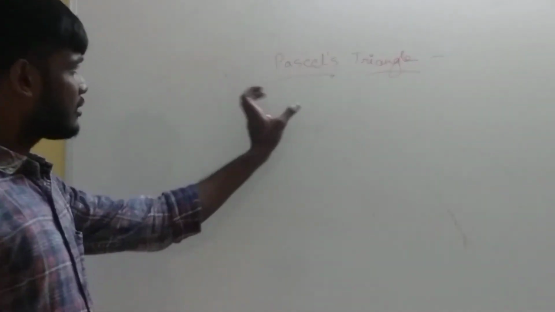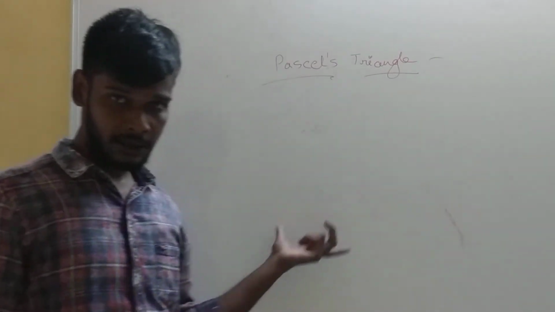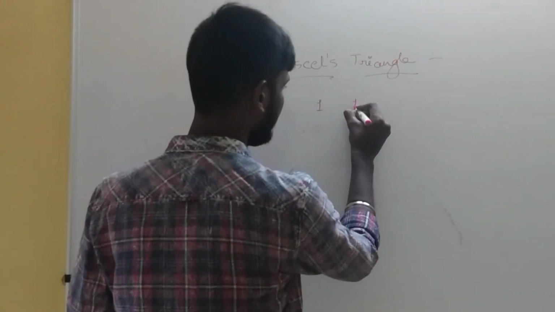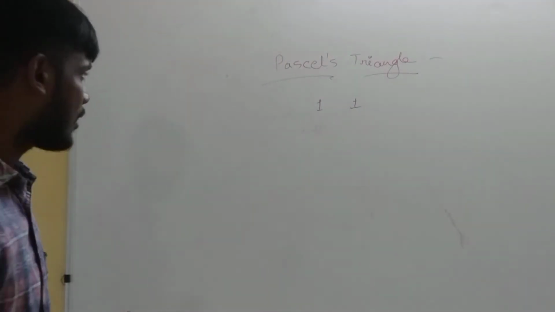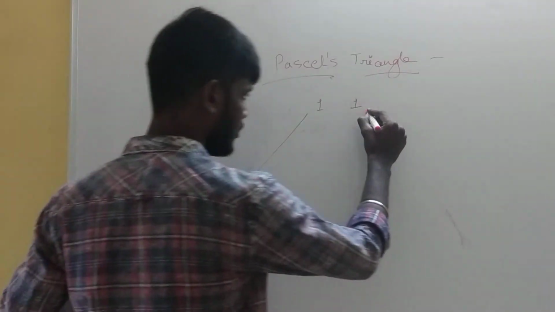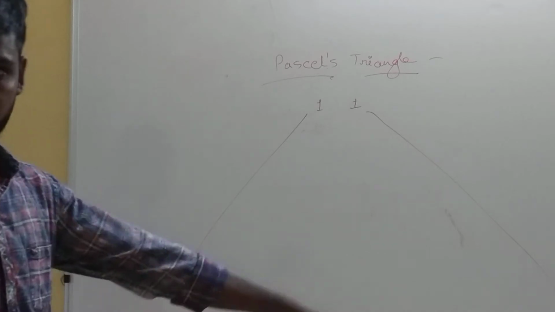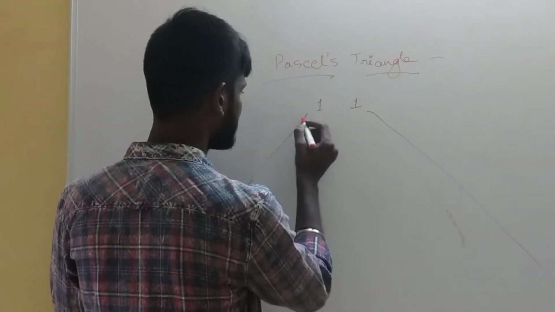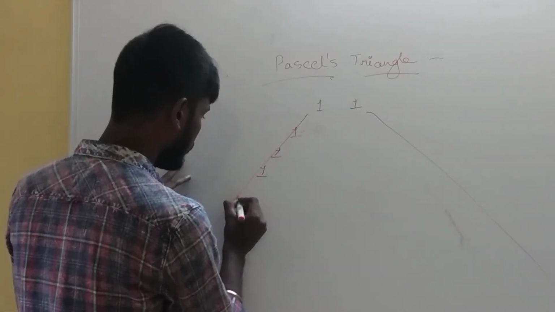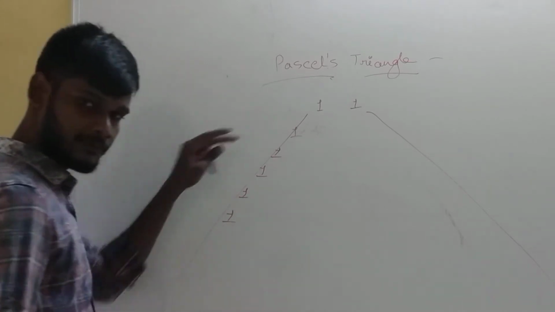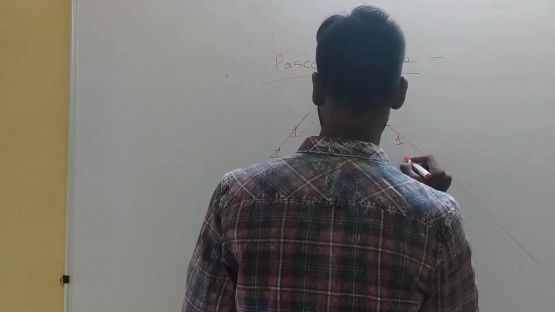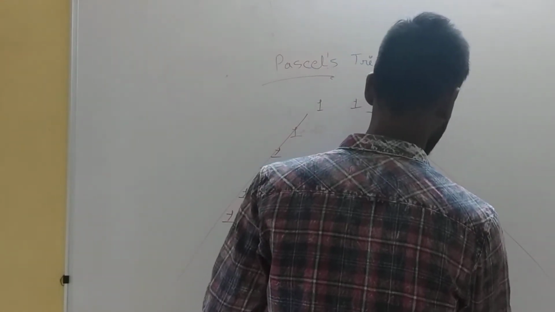Now, Pascal's triangle is a pattern in which different numbers are written. Let me explain what that pattern is. If I write 1, 1, it will obviously be in a triangle shape, as its name states. This can go on to infinity. Let's see how this is made. All the series of it will start with 1 on both the sides. It's 1, 1, 1, and so on.